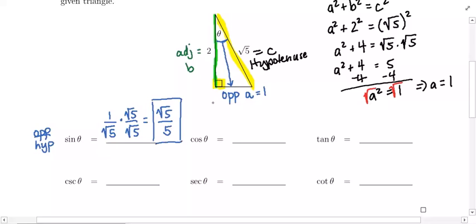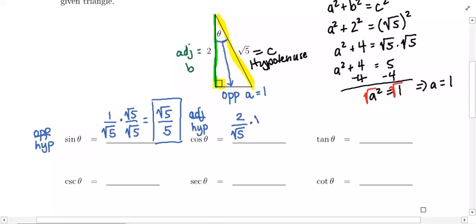All right, moving right along, if we want to do the cosine, it is going to be the adjacent over the hypotenuse. Okay, so read off the picture. The adjacent goes in the numerator. The length of the adjacent side is 2. The length of the hypotenuse is the square root of 5. So there's your cosine.